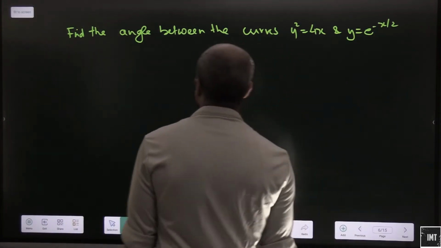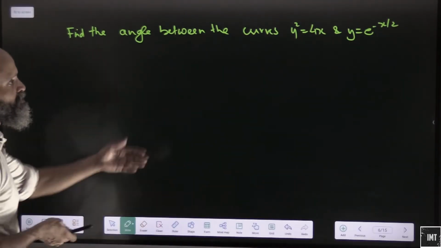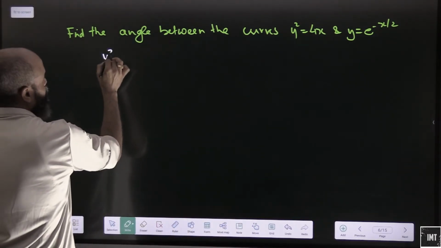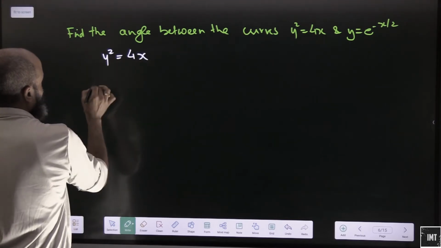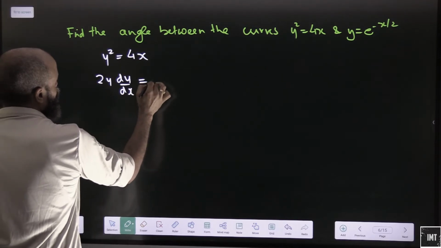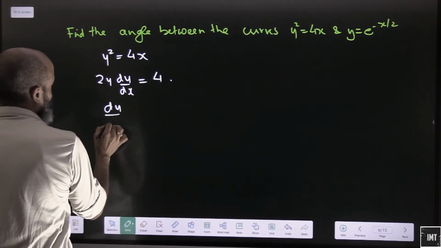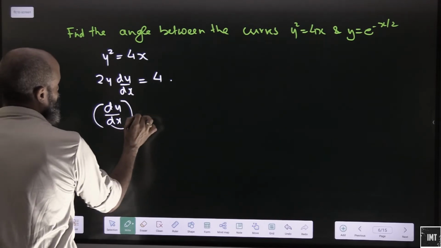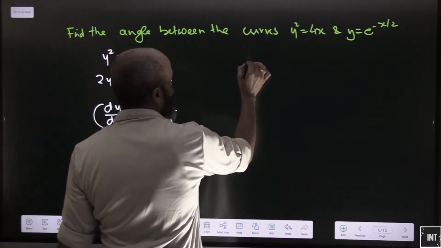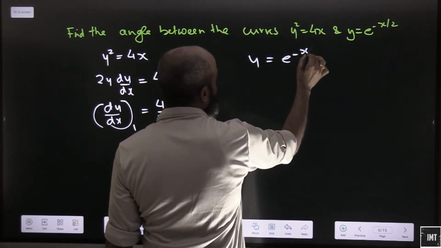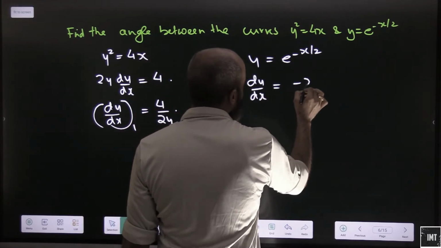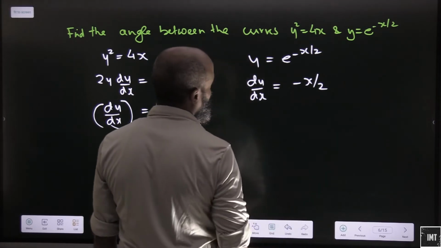Okay, let's move on. Find the angle between the curves. So we have to find out the angle. So y square is equal to 4x. If we differentiate it, this will be 2y dy by dx is equal to 4. So that will give you dy by dx for the first curve as 4 by 2y. Let's talk about this one here. Y is equal to e to the power minus x by 2. So this will be dy by dx is equal to minus x by 2.